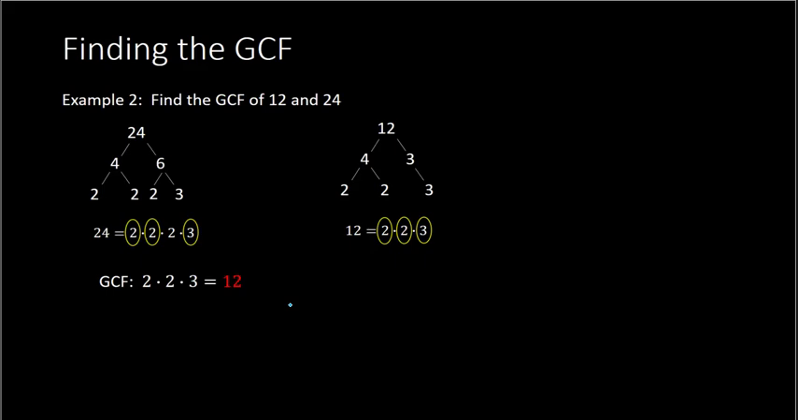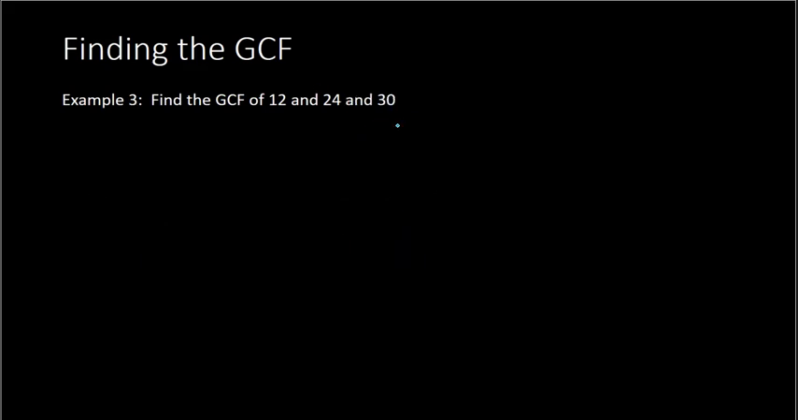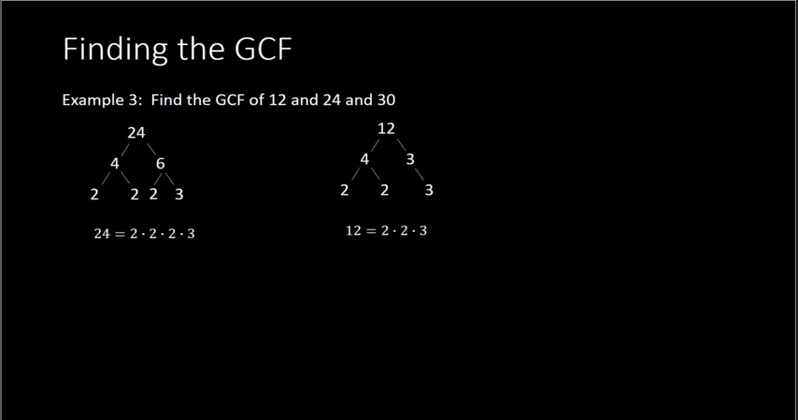All right, and in our last example, we're going to add another number. So not only are we trying to find the greatest common factor of 12 and 24, we're trying to find the greatest common factor of 12, 24, and 30. And the process is exactly the same. So we break down 12, 24, and 30 as a product of prime numbers. 24 and 12 we already broke down in the last example. The only thing now is we need to put the number 30 along with this.